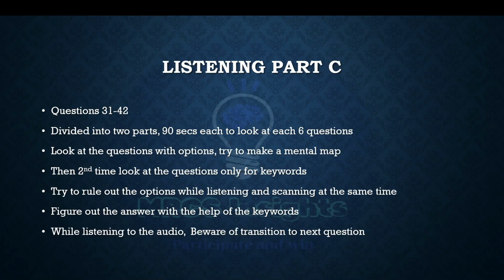In listening part C, question number 31 to 42, it is divided into 2 parts. You will get 90 seconds each to look at each set of 6 questions. Look at the questions with options. Try to make a mental map. Then the second time, look at the questions only for keywords if you have enough time left.